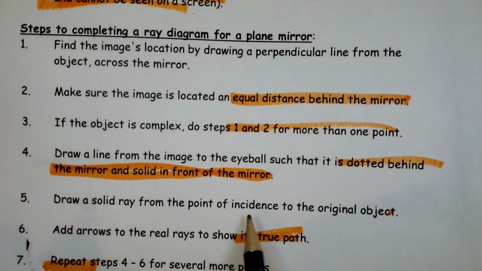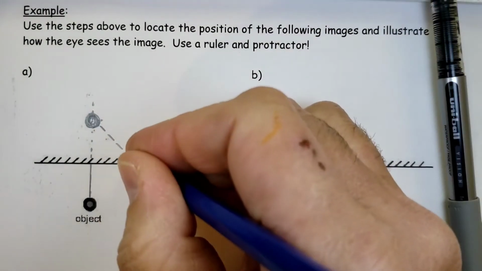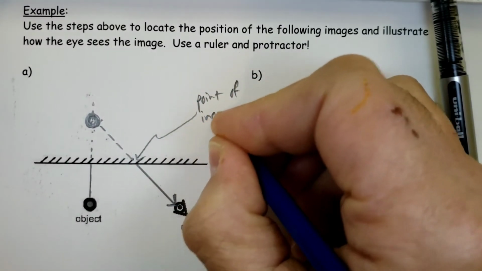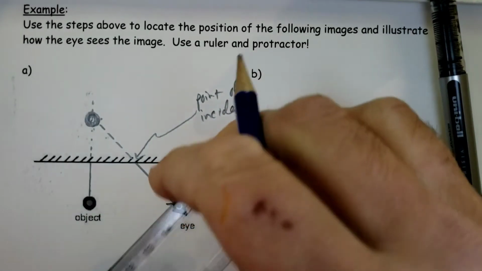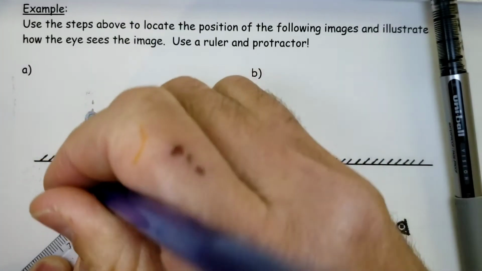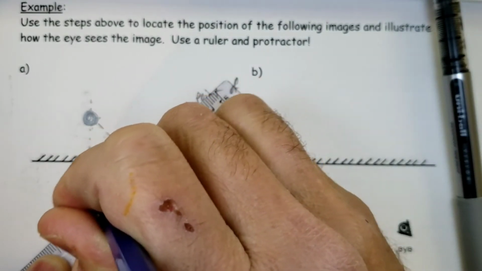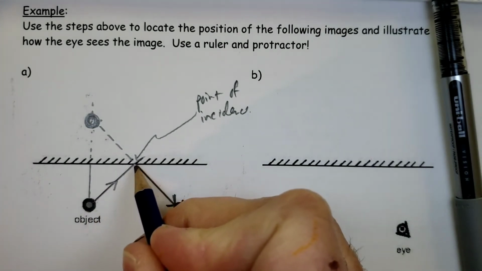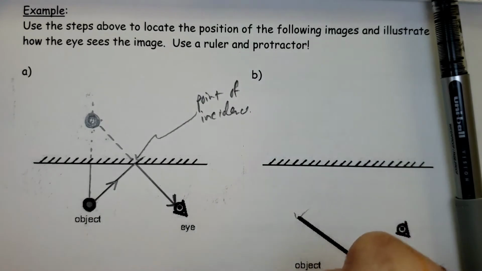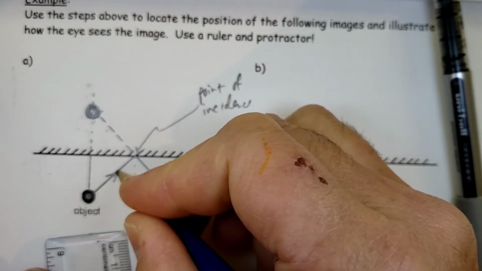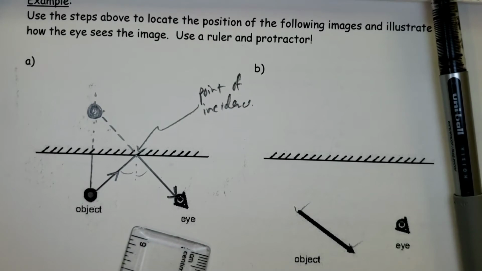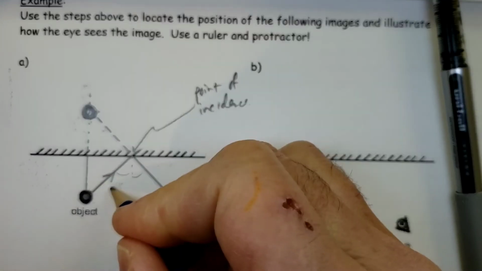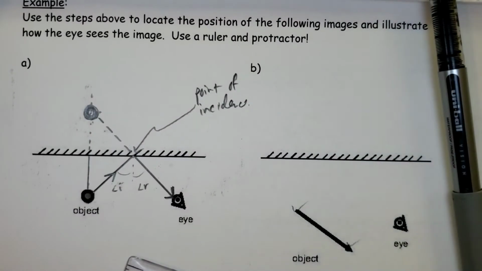Draw a solid ray from the point of incidence to the original object. This here is the point of incidence. So I go from there to the object. Then the last step is add arrows. So technically the light is bouncing off the object, hitting here, then hitting me in the eye. And of course I could draw normal here, and I could measure, and I would see that that angle I is equal to angle R. Angle I and angle R. But it doesn't tell me to do that in this case, but I could.